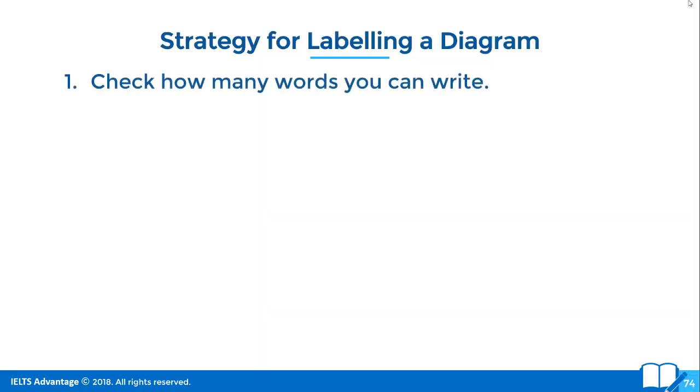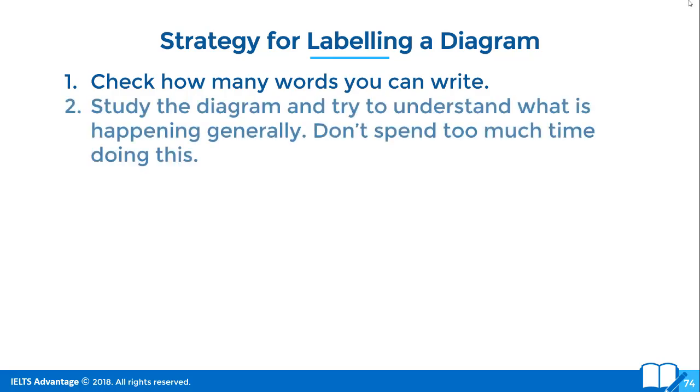So number one, check how many words you can write. Very, very important. Read the instructions. Number two, study the diagram and try to understand what is happening generally. Don't spend too much time doing this, okay? So you're not looking at the text first. What you are doing is you are looking at the diagram first. Don't spend too much time on this. Just look quickly to understand what is generally happening.